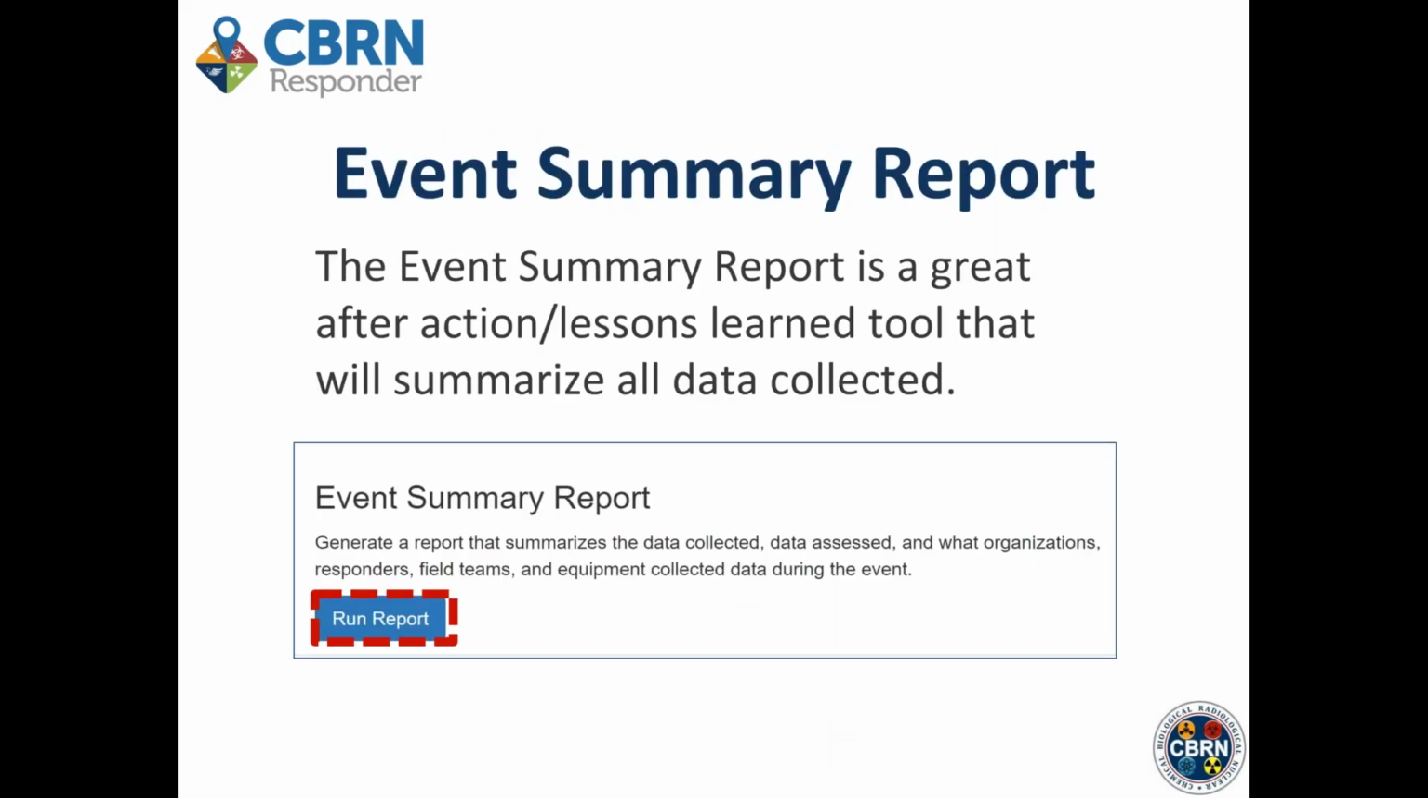The first one we're going to go over is the event summary report. As the name suggests, the event summary report is a great after action lessons learned tool that will summarize all data collected. All you're going to have to do to get this report is select this blue button that says run report. Depending on the size of your event, this may take a second or even up to a few seconds if it's a larger event and has a lot of data types and things that it needs to process.